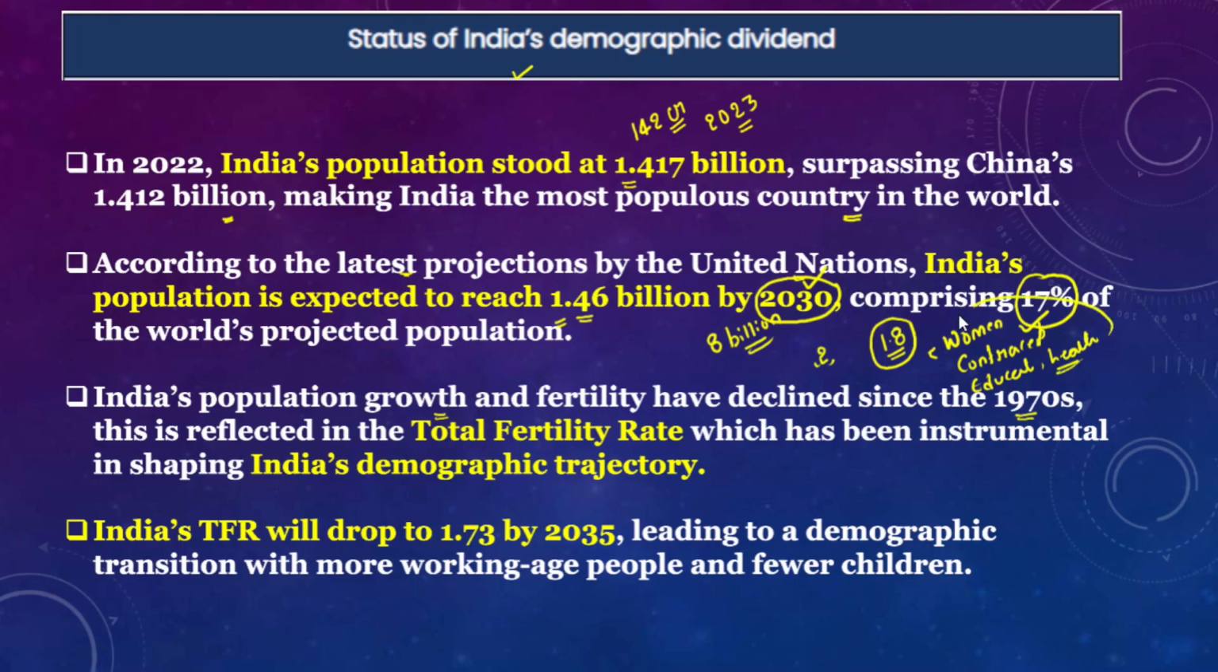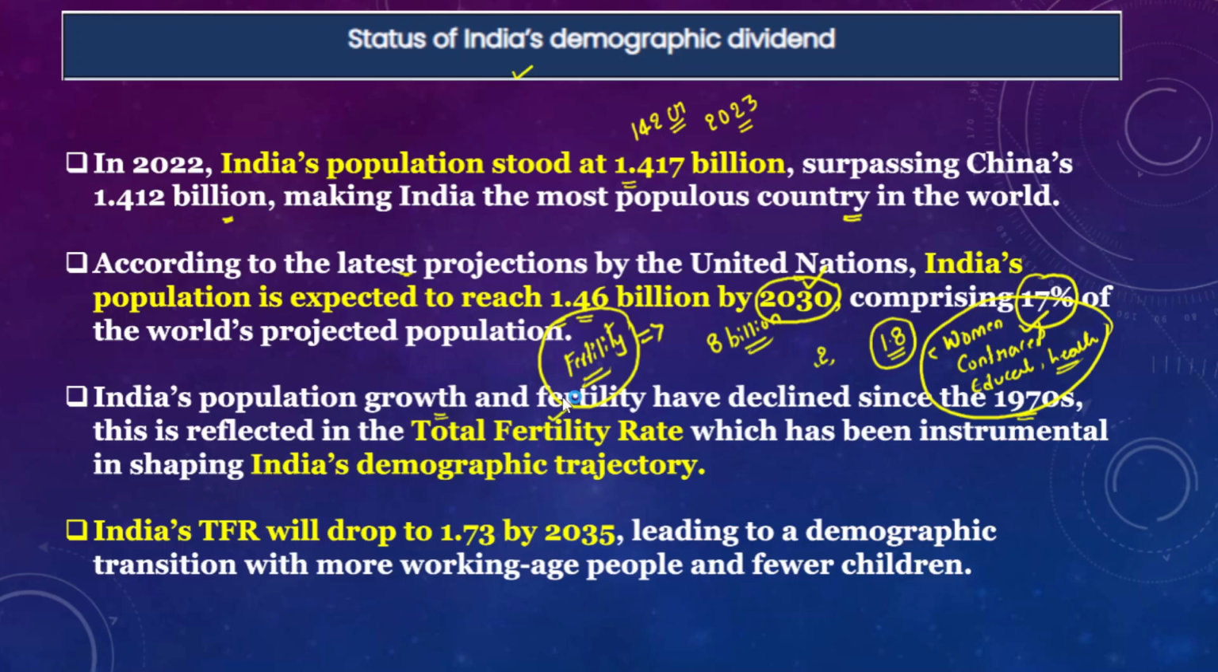So all these factors have been contributing to reducing the population growth rate or declining the total fertility rate. Now here, what is the fertility rate? We need to understand the meaning of fertility rate. Fertility rate means how many kids a woman will give birth to in her life, which is considered as the total fertility rate.